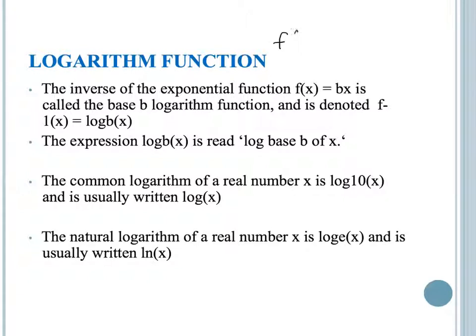We had f of x equals b to the x, and the relationship to a logarithm is that they're inverses. So we have the logarithm in base b, and the exponent goes over here.